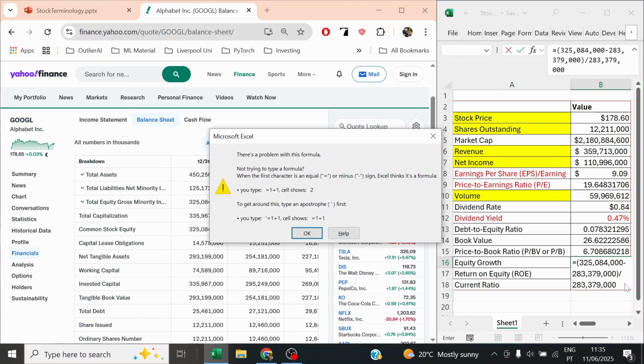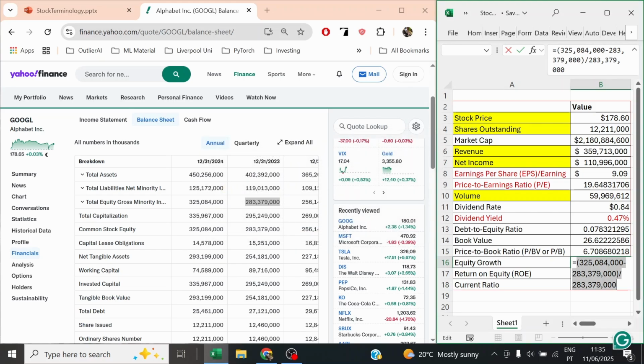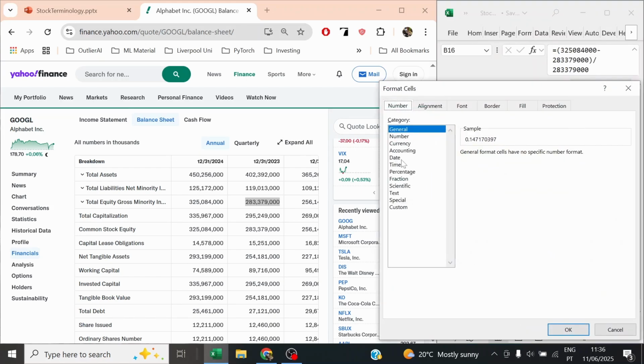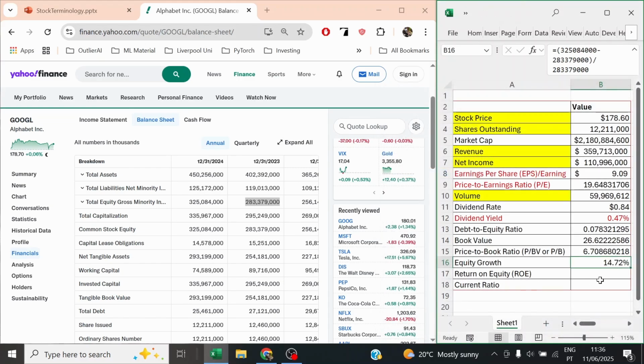So let me just, it didn't remove the comma for us. I will just remove the comma. Okay, and then we have the equity growth, and this number is actually a percentage, not a ratio. So percentage, and then I have the equity growth. Okay, it has grown 14% since 2023.